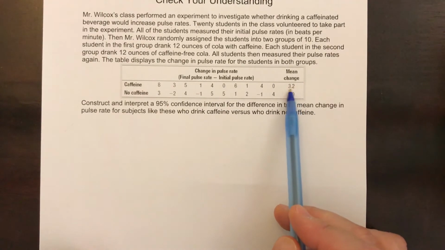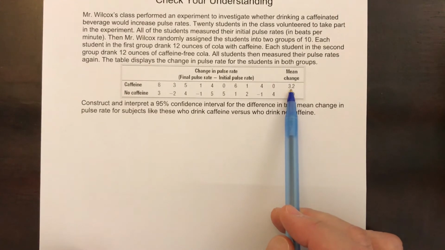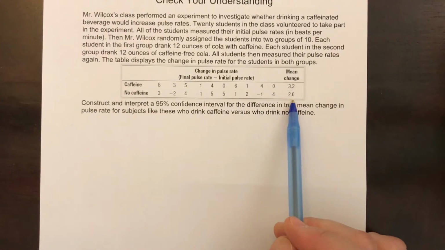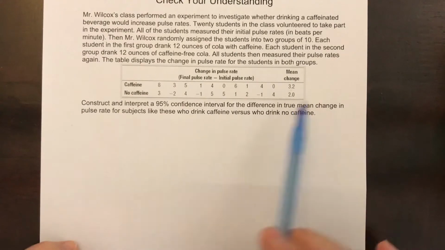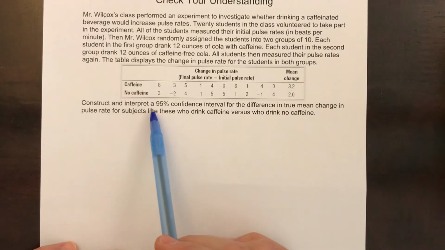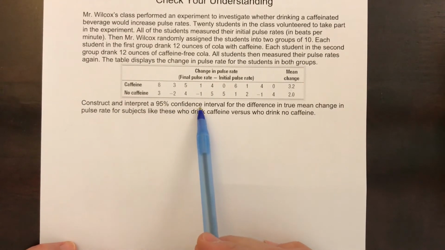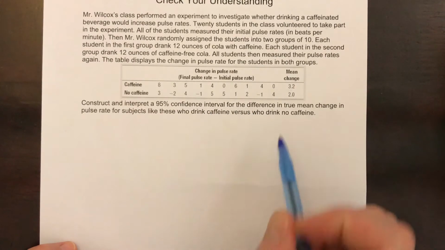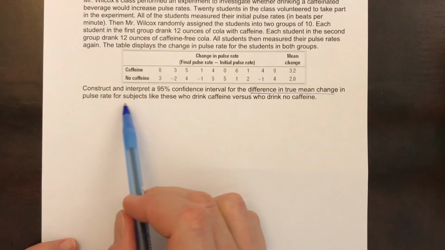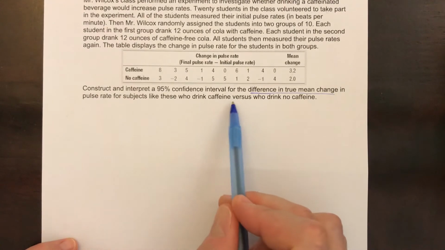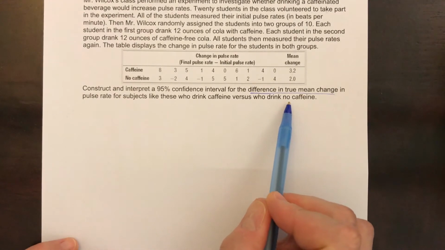So for the caffeine group, their mean change in pulse rate was positive 3.2. So their pulse rates went up. And for the no caffeine group, they also went up, but not by as much. So what we're going to do is construct and interpret a 95% confidence interval for the difference in true mean change in pulse rate for subjects like these who drink caffeine versus who drink no caffeine.